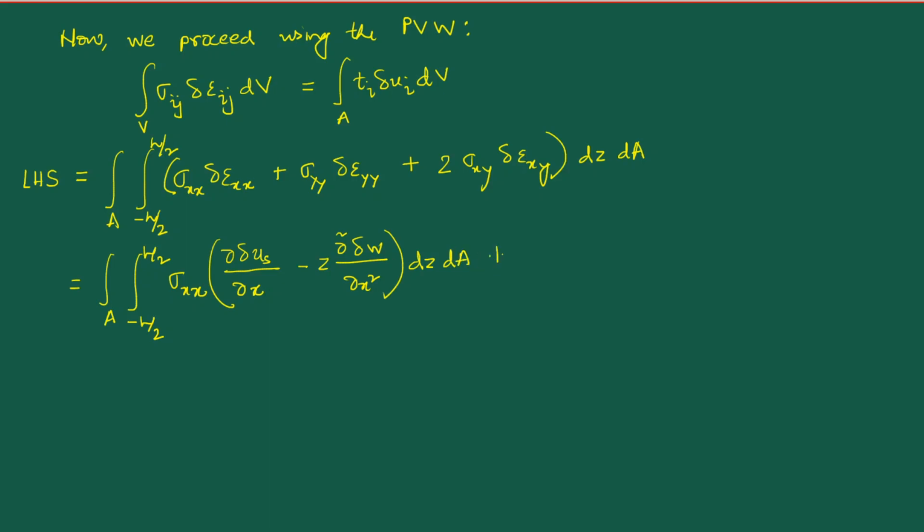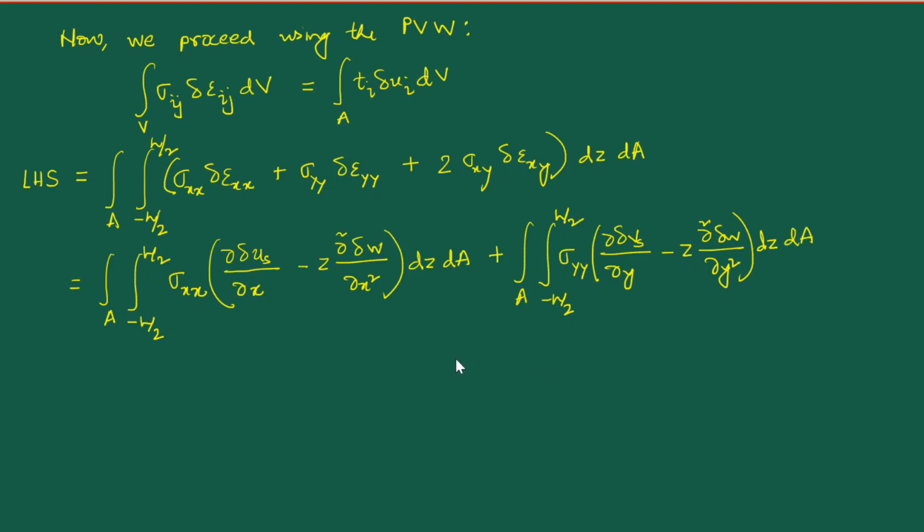I'll separate out the various integrations. In a similar fashion to the first term, we'll have del delta vs del y minus z del square delta w del y square dz dA. And for the last term, I take the twice out of the integrations.